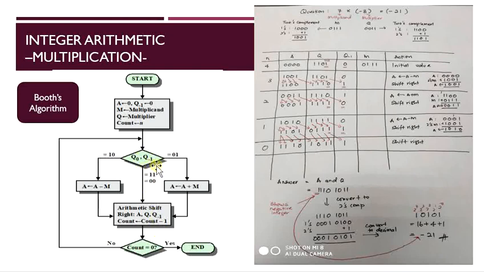If Q0 and Q minus 1 is 1, 1 or 0, 0, then you just do the arithmetic shift right. No need to do the other operation, subtraction or addition. You do directly the arithmetic shift right, and then count minus 1. If count is not 0, then repeat the process. If 0, then you end the process. You can find the video on the Booth algorithm, where I show manually how to do the Booth algorithm.